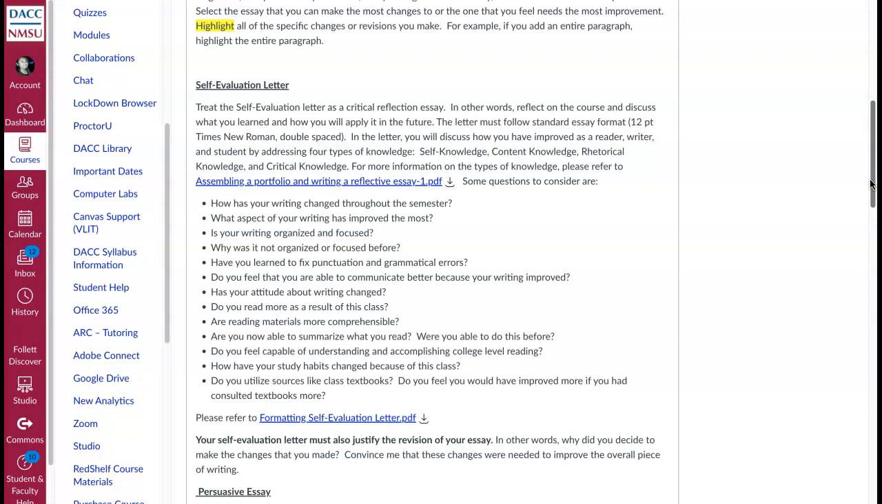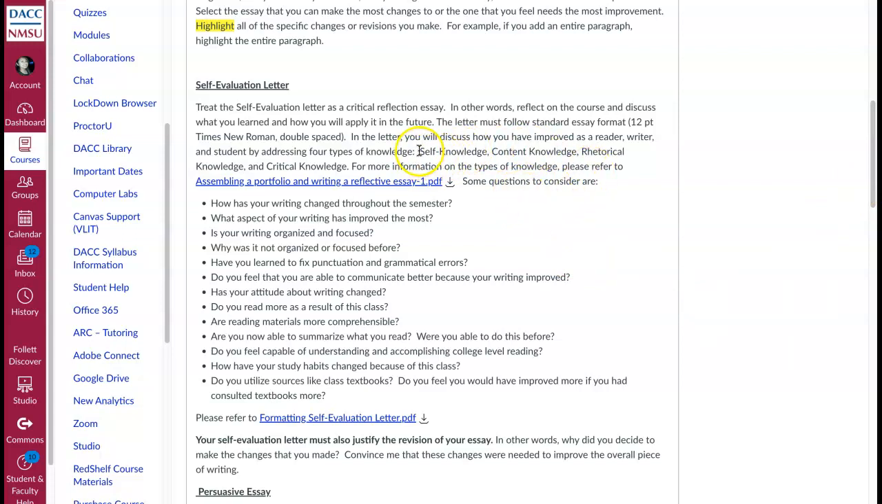So think about how you've improved, think about your strengths and weaknesses, and also think about assignments we've done in the class, readings we've had. Think about the whole entire semester. It's a comprehensive reflection, right? So think about everything and then go ahead and write a letter where you discuss what you have learned, how you've improved, and how you will apply it in the future.